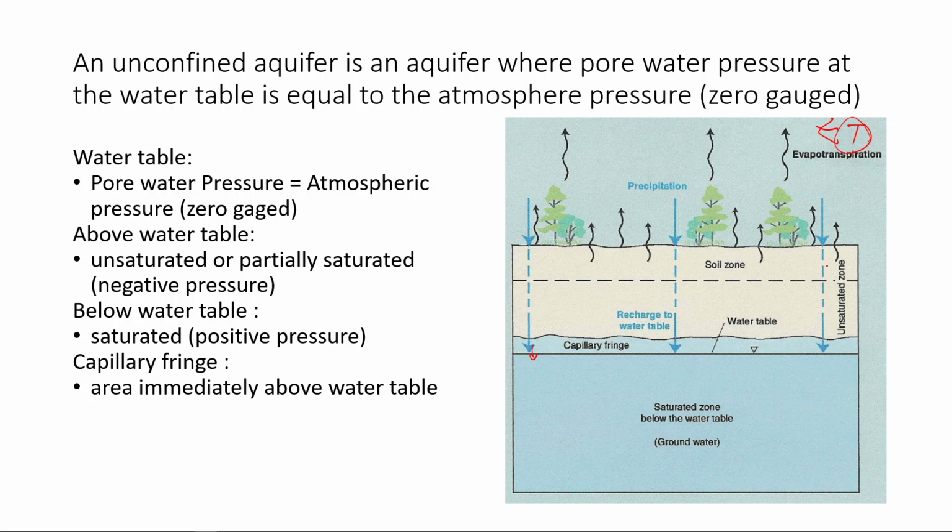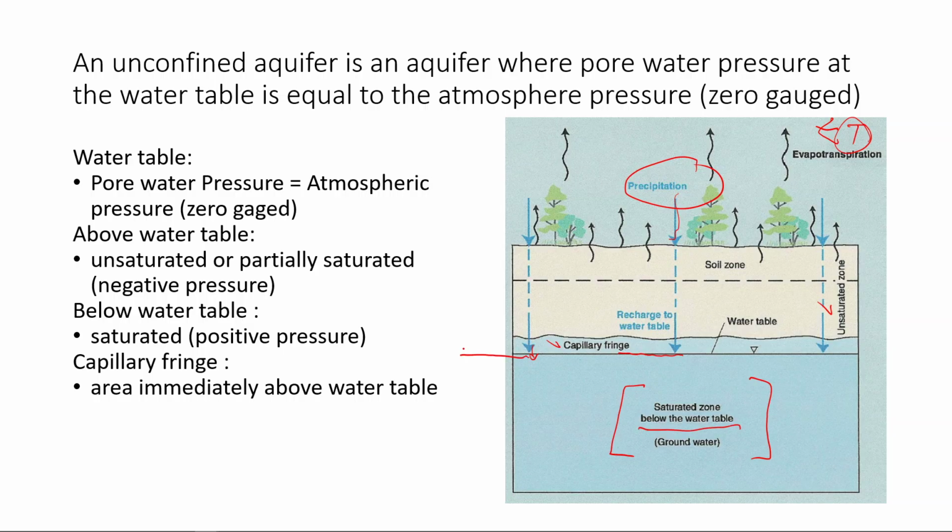So this is the unsaturated zone, this is the capillary fringe, and this is my water table. This is the rainfall, and this would be recharge to the water table. This is called recharge, how much I'm recharging my aquifer. So you have precipitation, infiltration, and then recharge, and that would be your saturated zone, which is below the water table.